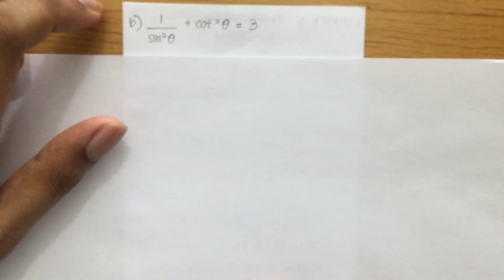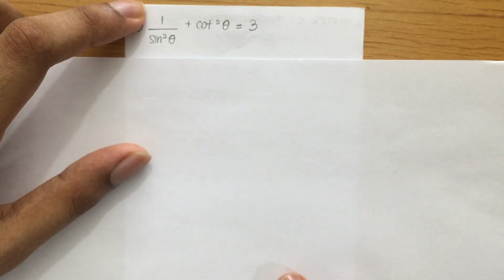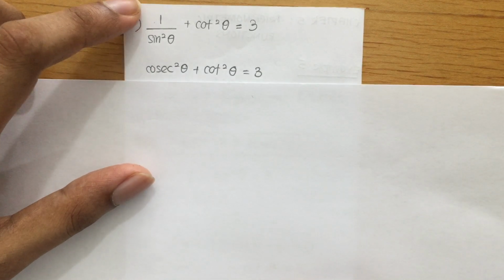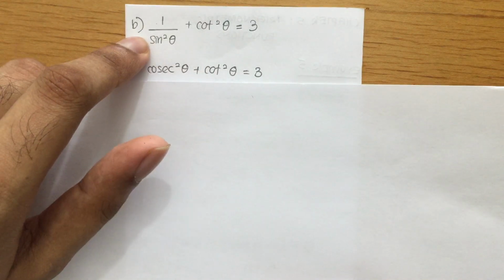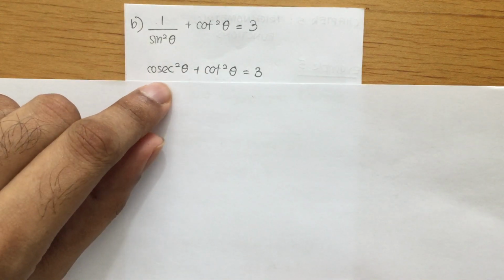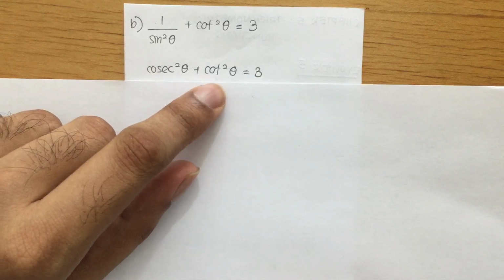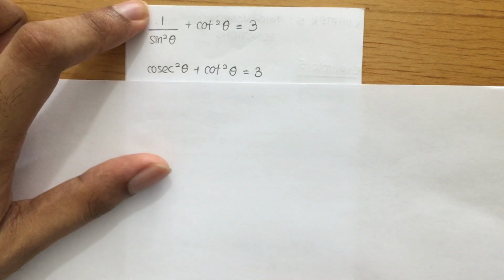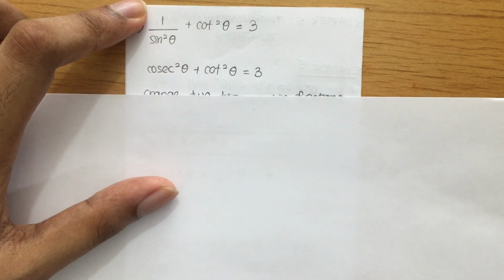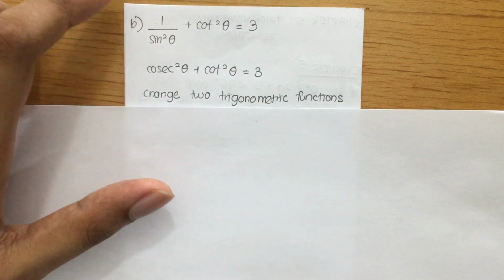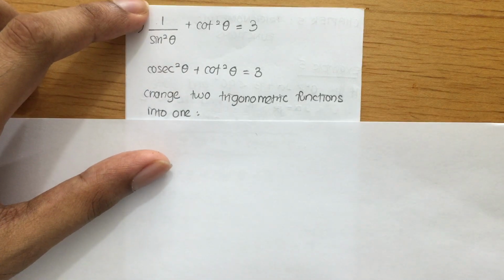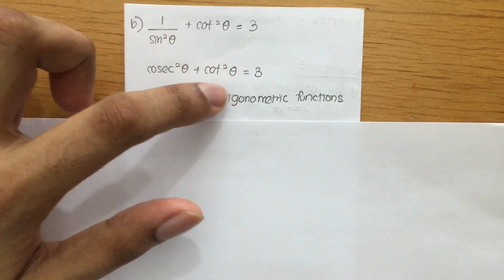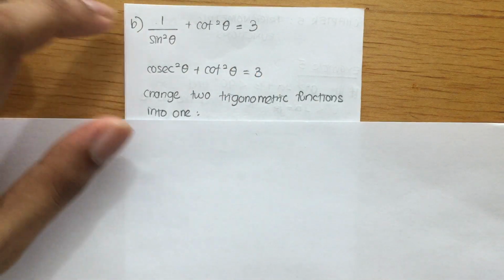So how do we start this question, guys? No idea? Okay, I'm going to show you the steps now. Cosecant square theta plus cotangent square theta equals 3, because we know that 1 over sine square theta is also known as cosecant square theta. From here, you proceed to the next step. What we're going to do is change the two trigonometric functions into one trigonometric function, in order to ease our calculation.